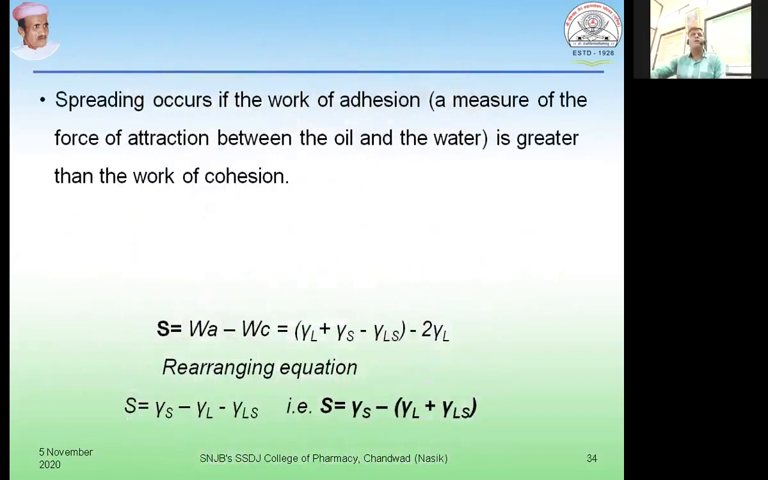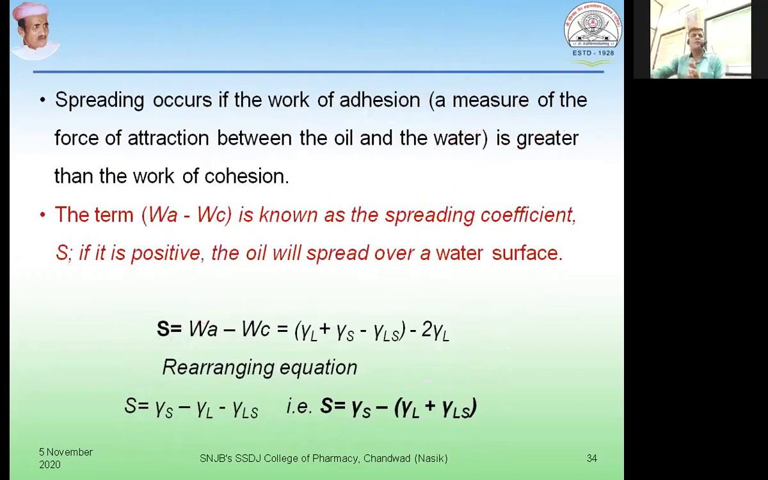Now, spreading occurs if the work of adhesion is greater than the work of cohesion. So the term WA minus WC is known as the spreading coefficient, and spreading will only occur if the value of S is found to be positive.